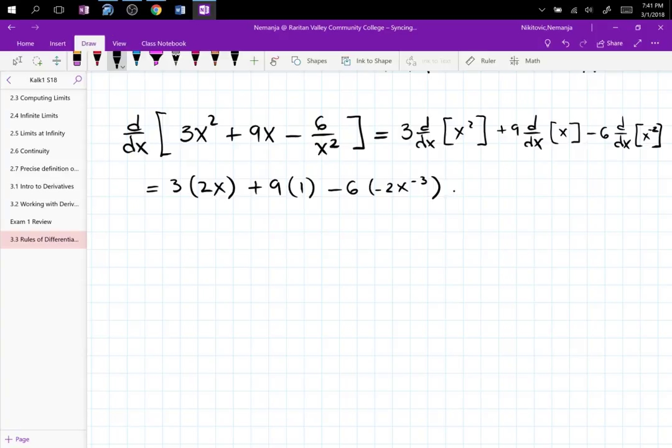So all together over here, 6x plus 9 plus 12 divided by x cubed. And that would be the answer. I think it is. Negative 6 times negative 2 is positive 12. Unless the rules have changed.